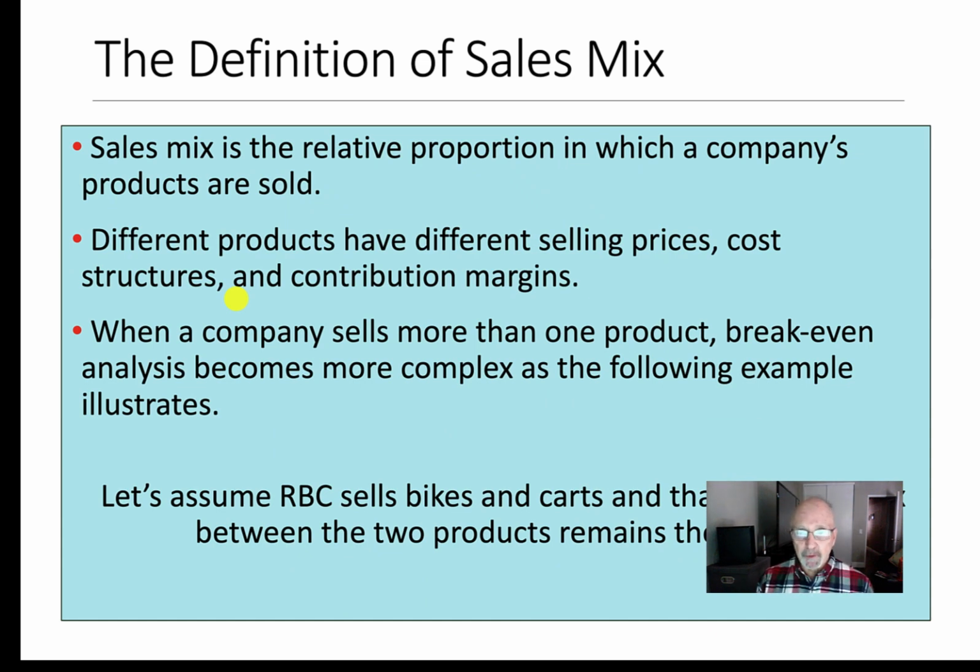Sales mix is the relative proportion in which a company's products are sold. So when a company sells more than one product, they're always going to sell more of one than another, and that's the sales mix. What percentage of each one is being sold?